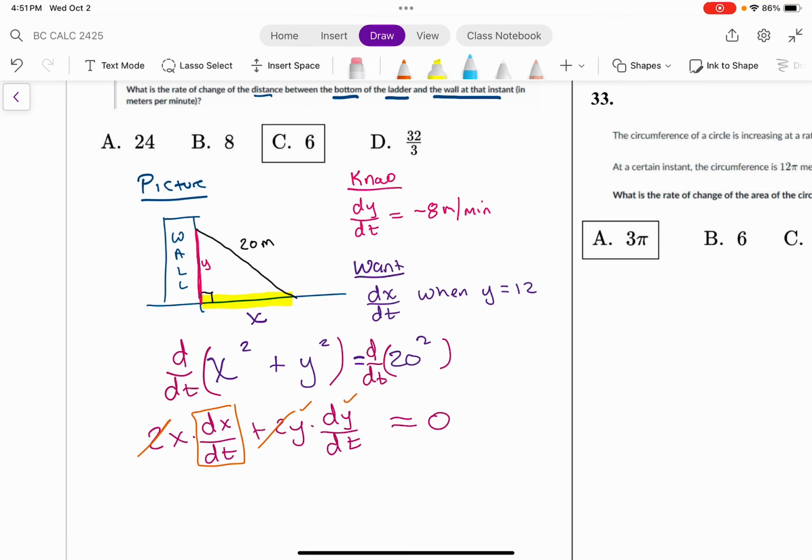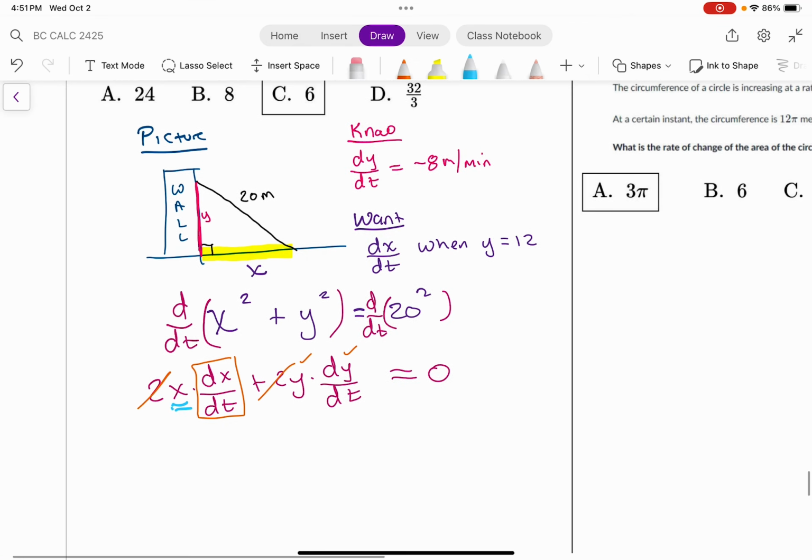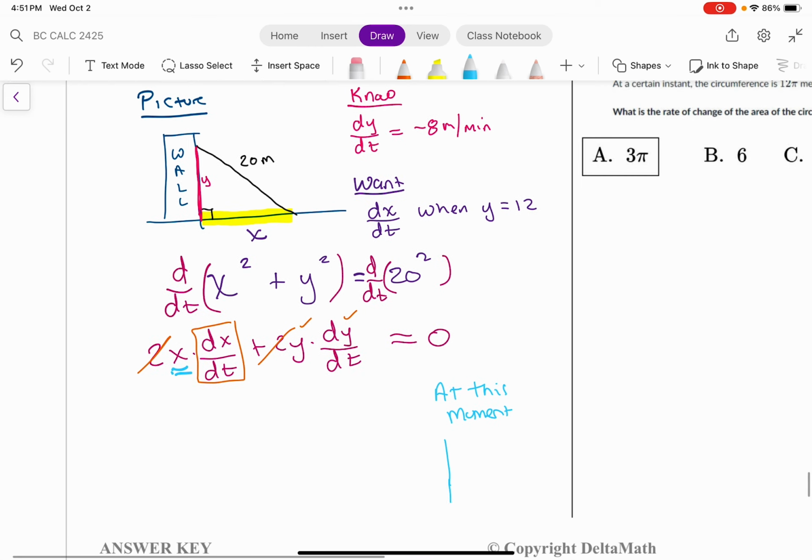Well, I can get this x by understanding that at this moment, the diagram looks like this. So this is 12, that's 20, and we're trying to find what that is. I think it's 16. I'll let you do the Pythagorean theorem on that, but if you divide by 2, you get 10 and 6, so this is a scaled up 6, 8, 10. So 16, 12, 20 should be right. All right, so at this instant, x is 16.